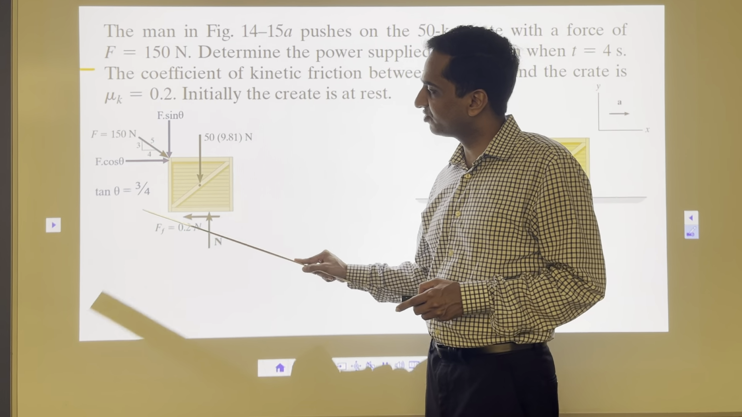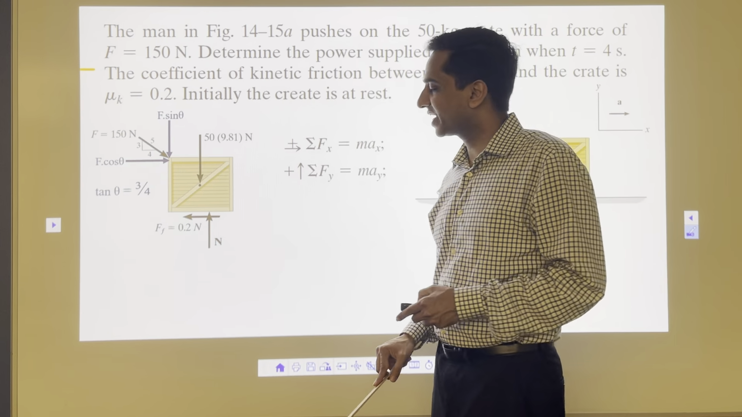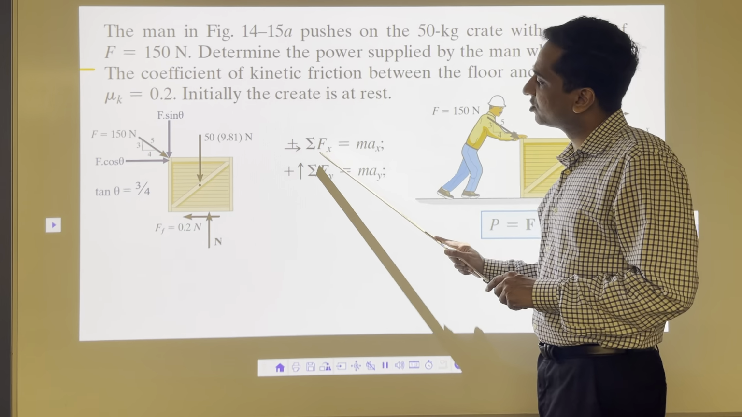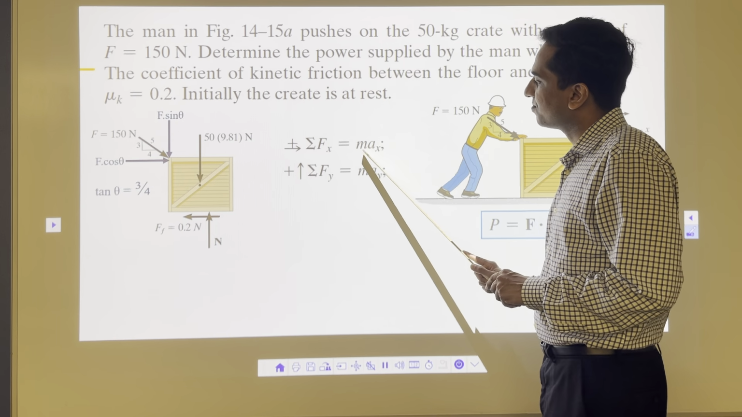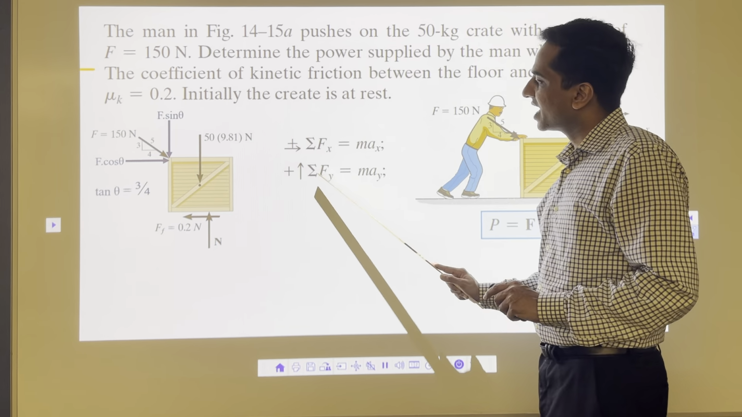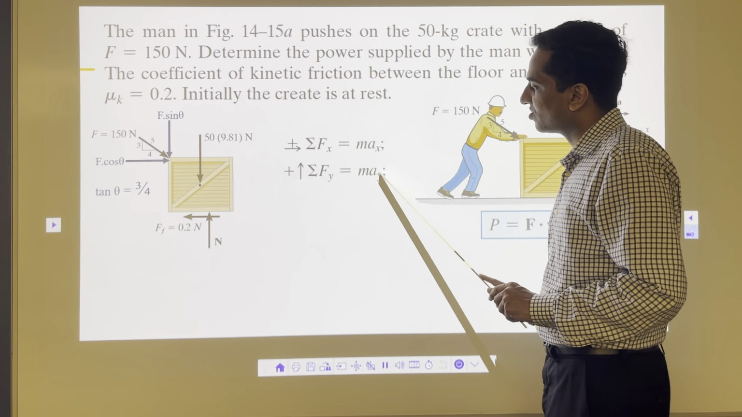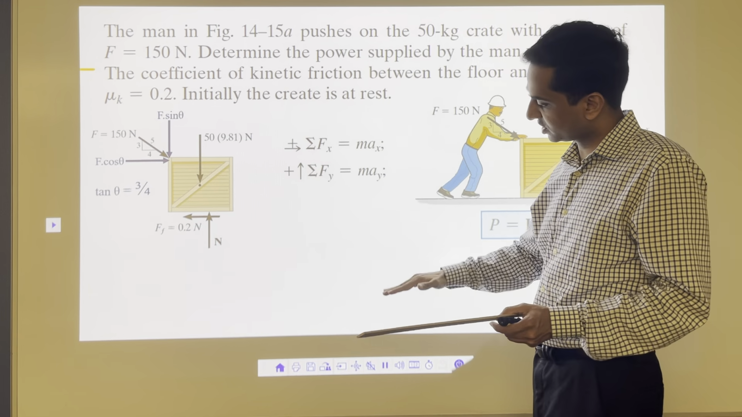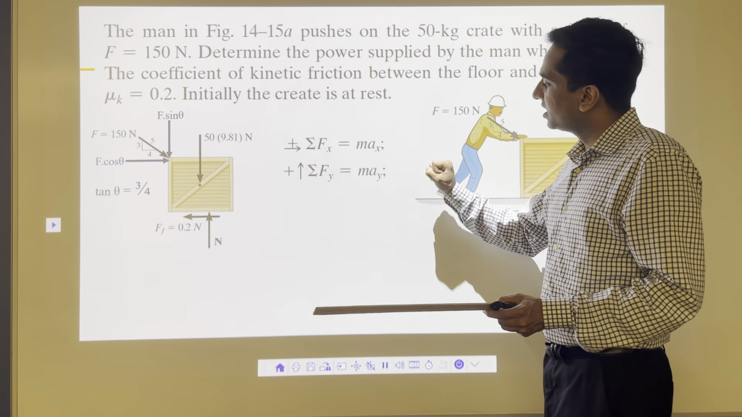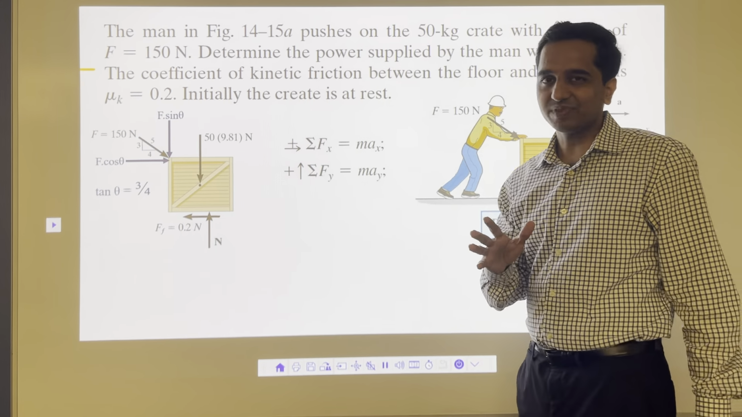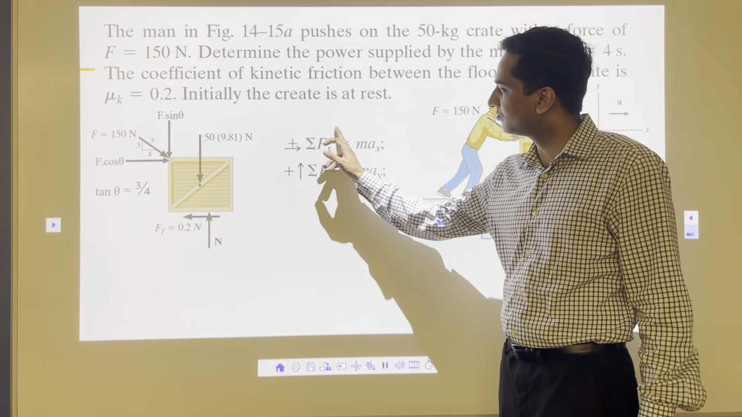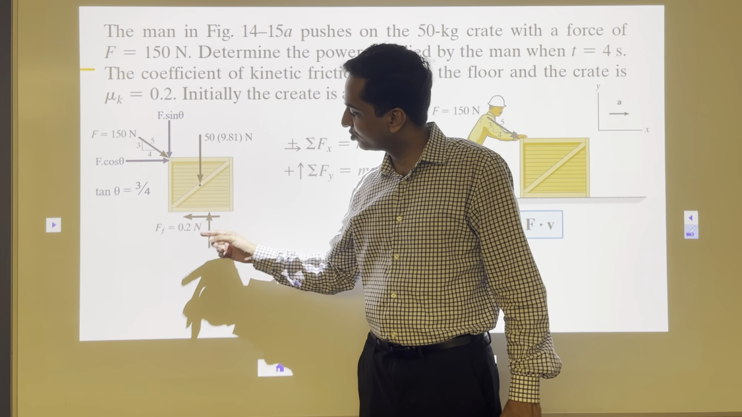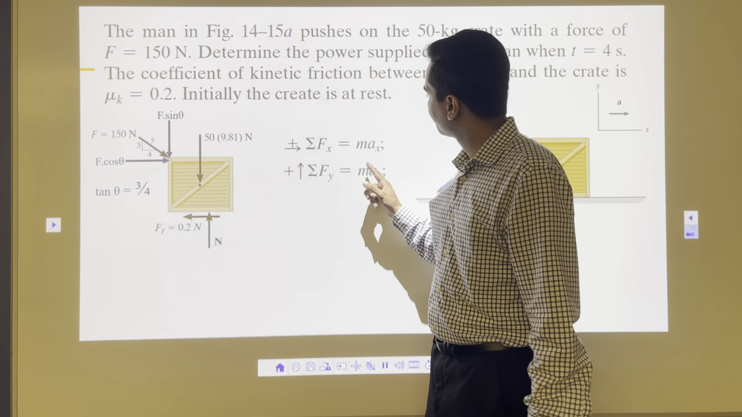Now once I'm done with the free body diagram, and I know what the angle is, I can apply my equation of motion. Summation of all forces in x direction equals m a x, that's acceleration in x direction, and summation of all forces in y direction equals m a y. Acceleration in y direction is 0, so this entire term is 0 because there is no y acceleration. Now all we have to do is the same chapter 13 method, you can do it at home. All the forces in x direction: F cos theta positive minus 0.2 N negative is equal to m a x.